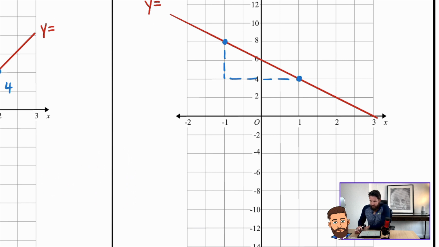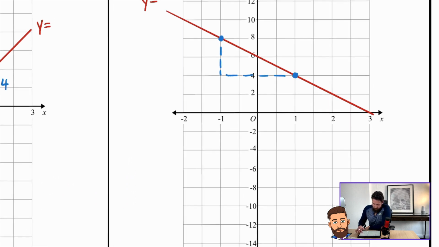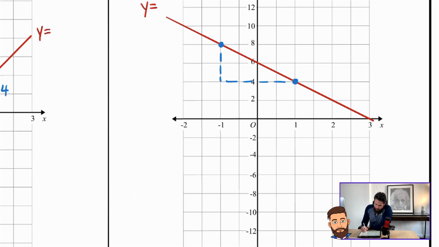So, how many across is this? Well, every one unit is 2 squares, so it's 1, 2. It's only 2 units across, not 4. Even though it looks like 4, it's only 2, because there are only 2 squares per 1 unit, and there's 2 lots of that, so it's going to be 2.